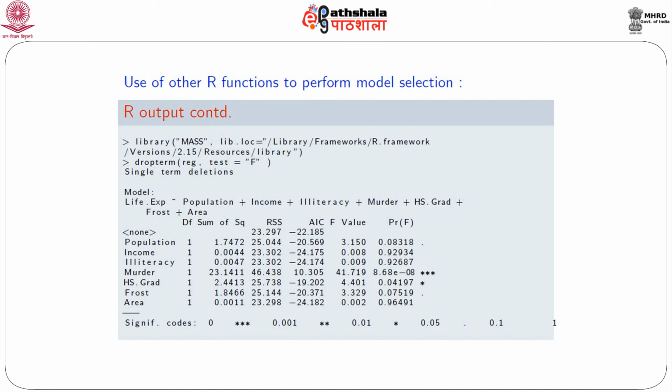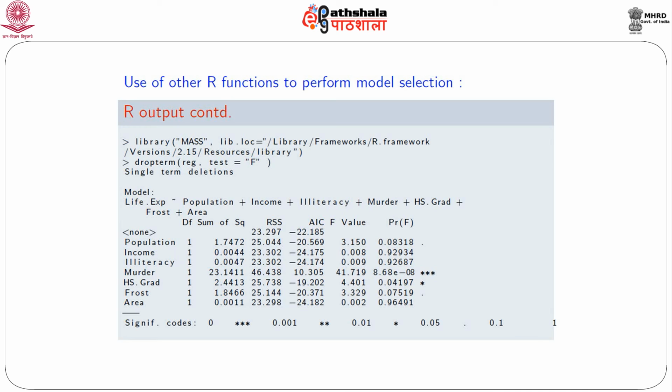Now, we have used library MASS in order to use these functions addterm and dropterm. So, we had used the reg function, we had named reg as the lm object of fitting life expectancy on all the variables that were available to us. So, we use the function dropterm on the lm object regression, and test equals F will give us the F test statistic, which will help us retain the significant variables and delete the ones which are insignificant. So, here is the output.